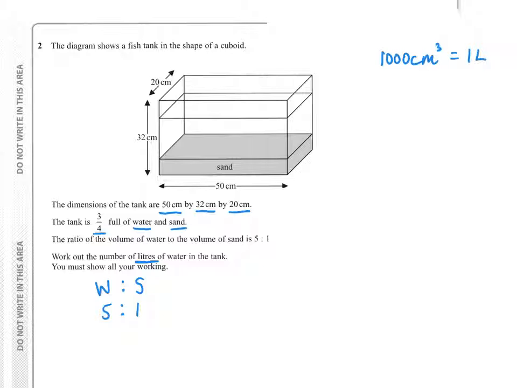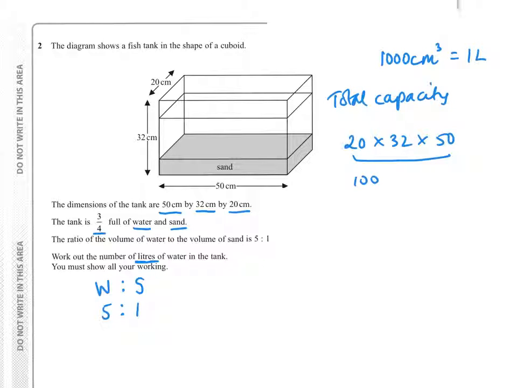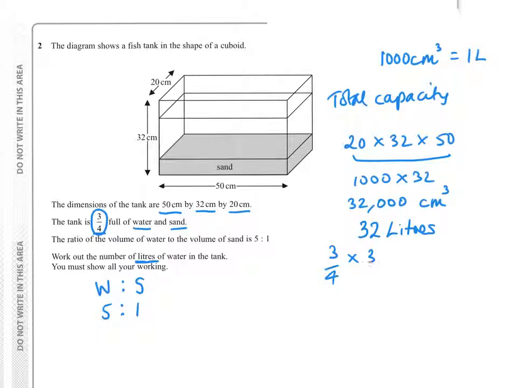Let's work out the total capacity. So the total capacity of the tank, that would be 20 by 32 by 50. Well, 20 times 50 is 1,000 times the 32. That gives 32,000 centimetre cubes, which is 32 litres. It says the tank is only 3/4 full, so 3/4 of 32, well, 4s into 32 is 8, 3 eights are 24, so it's 24 litres.